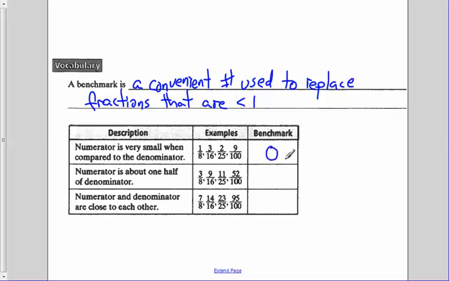Think of it really as rounding. Is it greater than half? If it's greater than half, it becomes 1. If it's half, it's half. If it's less than half, it's 0.